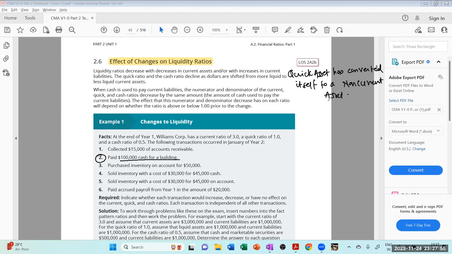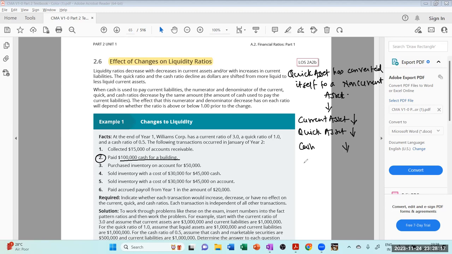Buildings are non-current assets. They're long-term assets. Right, guys? Okay. What is the impact of this? The impact of this is that current assets have fallen. The impact of this is that quick assets have fallen. And the impact of this is that cash has fallen.